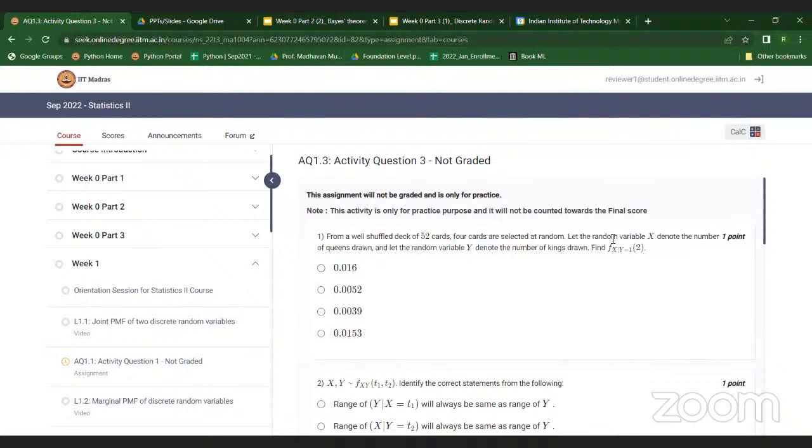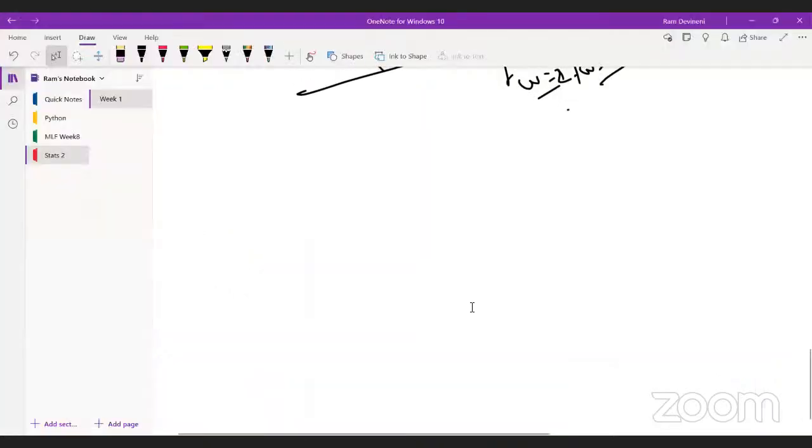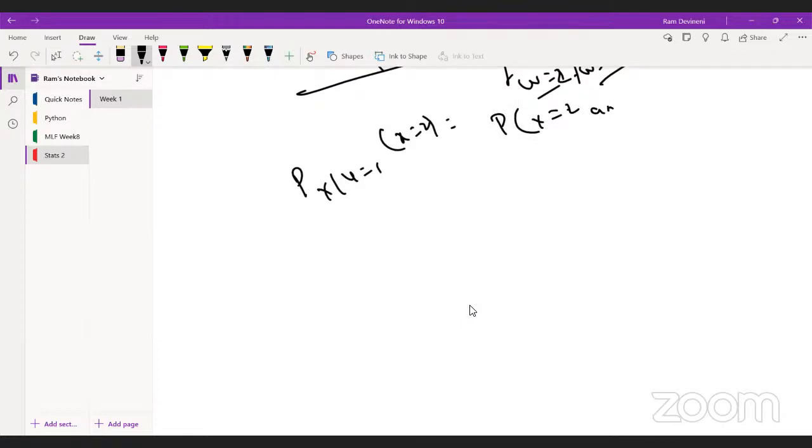So in this particular case, we have the same problem as before. 4 cards were drawn at random. Let x denote the number of queens drawn, and let the random variable y denote the number of kings drawn. Same, f of x given y equals 1. Here we know the formula, right? P of x given y is equal to probability of x intersection y divided by probability of y.